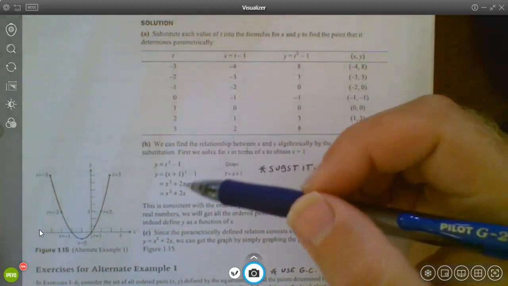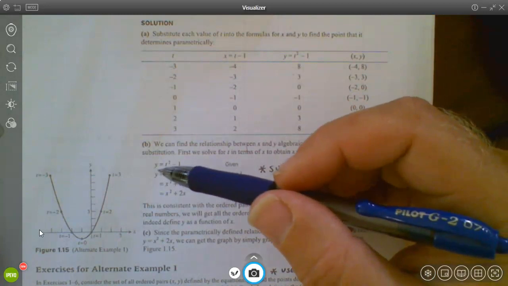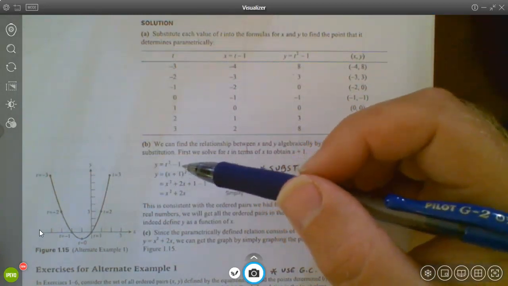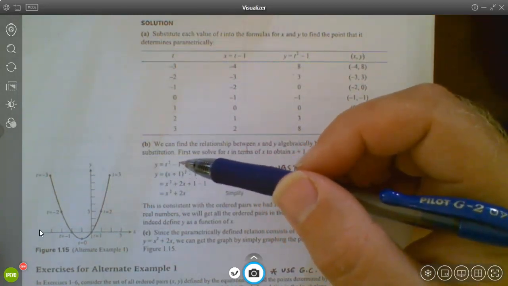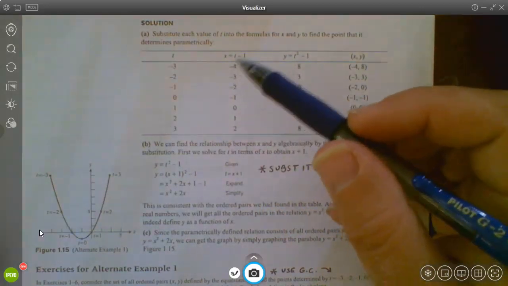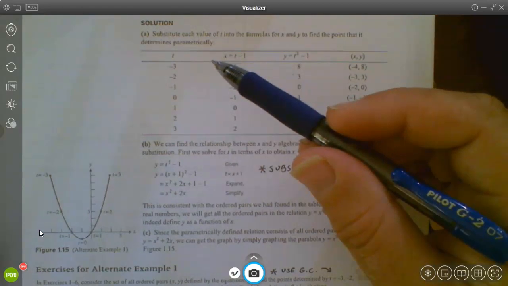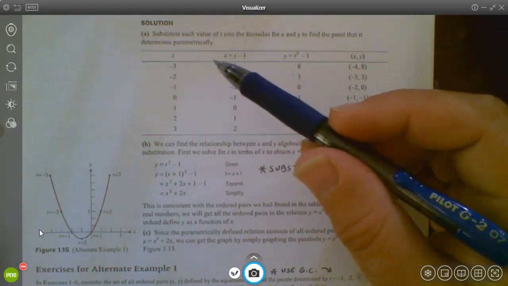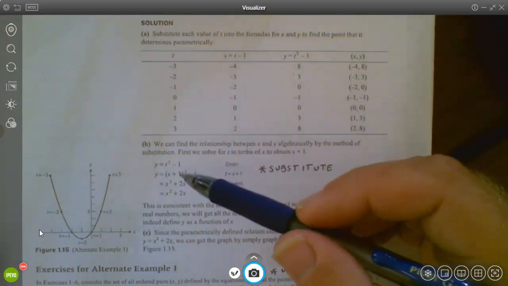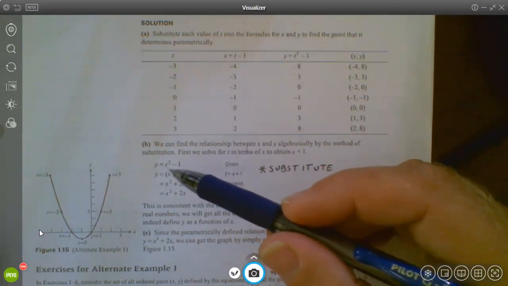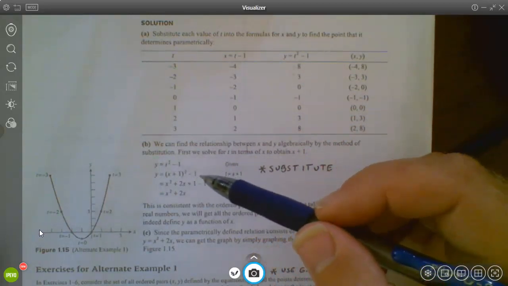So one of the things they're going to do here is they're going to say, okay, well, we know that y is t squared minus 1. So what we're going to do is define t by adding this 1 over to the other side. And they're going to say t equals x plus 1. And we're going to sub in x plus 1 for that t right there. Right? And so we're going to get a function now in just terms of y and x. And we could actually graph it from here.